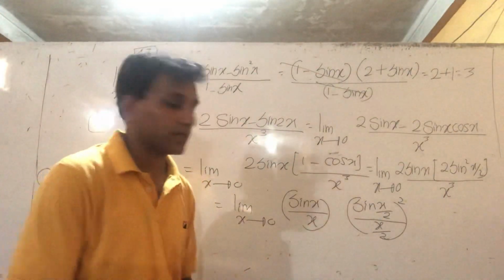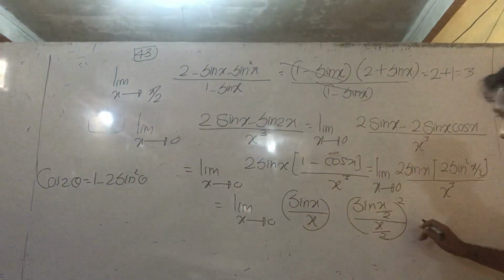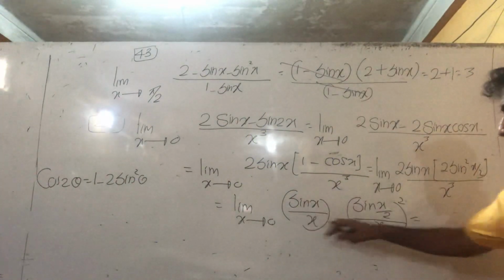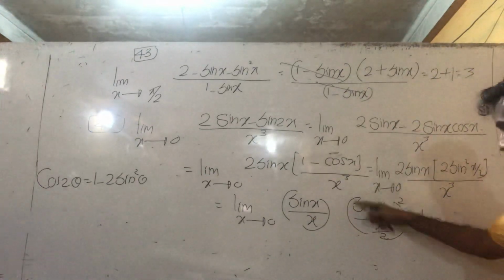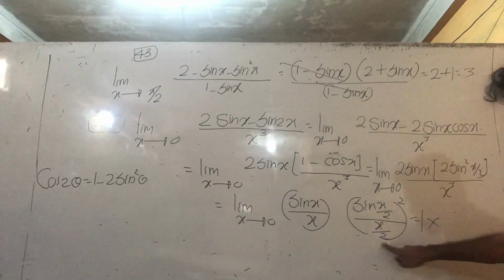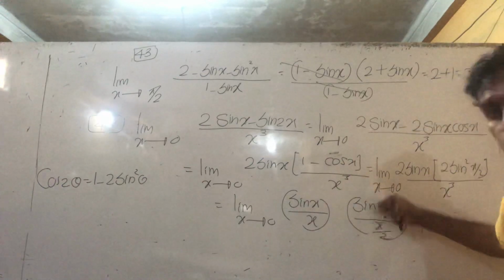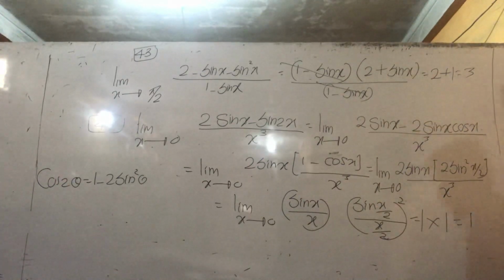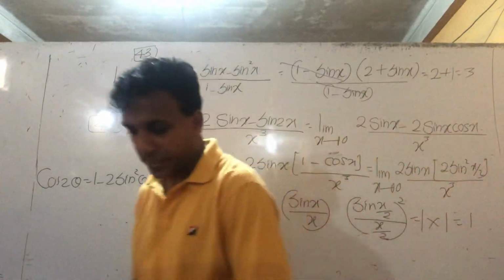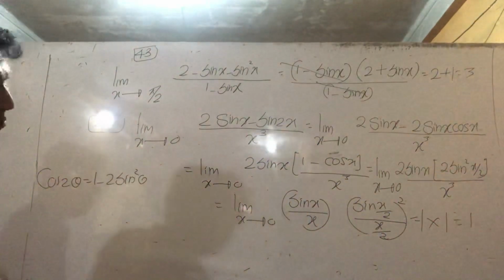Then write the answer. Therefore, sine x over x when x tends to 0 is 1. Sine x by 2 over x by 2, when x tends to 0, x by 2 also tends to 0. Therefore 1. So the answer is 1.